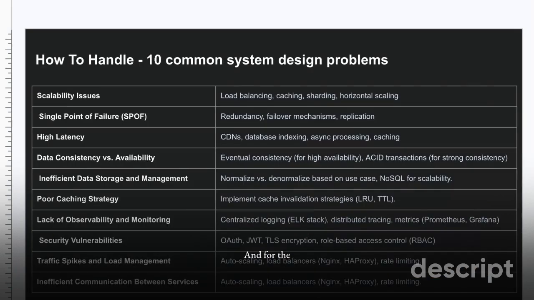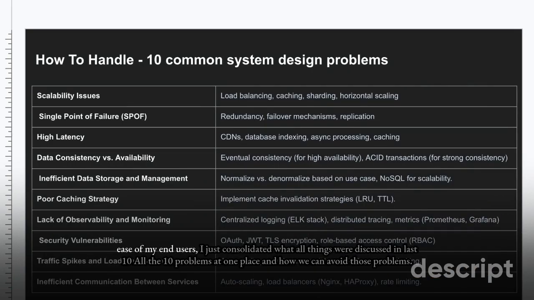And for the ease of my end users, I just consolidated everything we discussed in the last 10 to 15 minutes, all the 10 problems at one place and how we can avoid those problems.